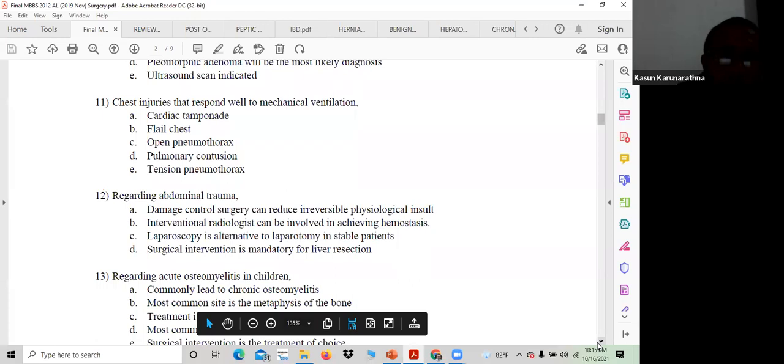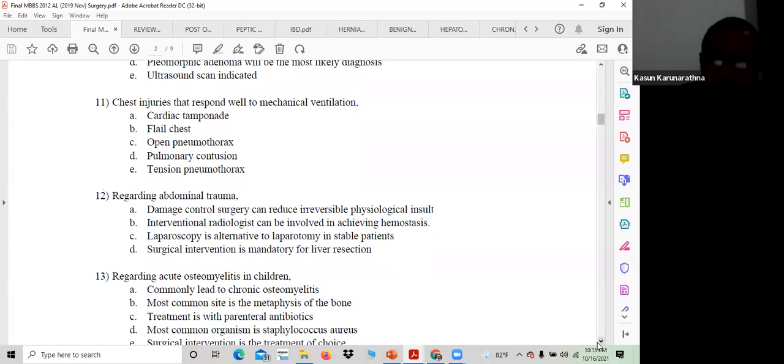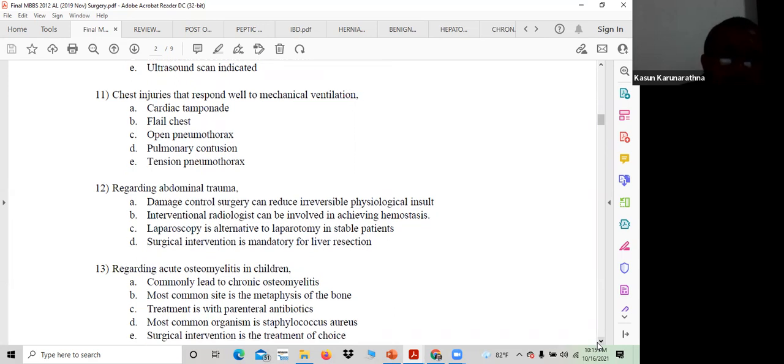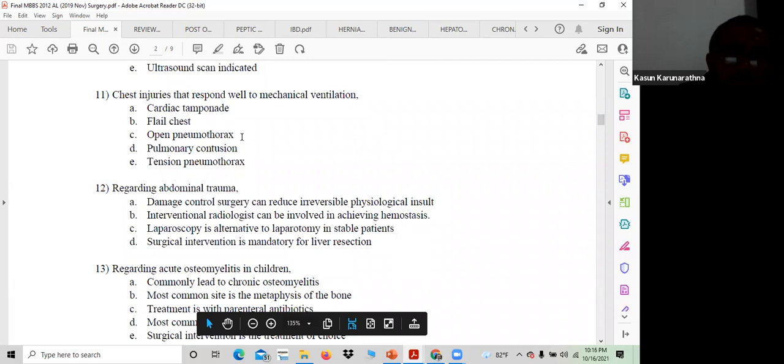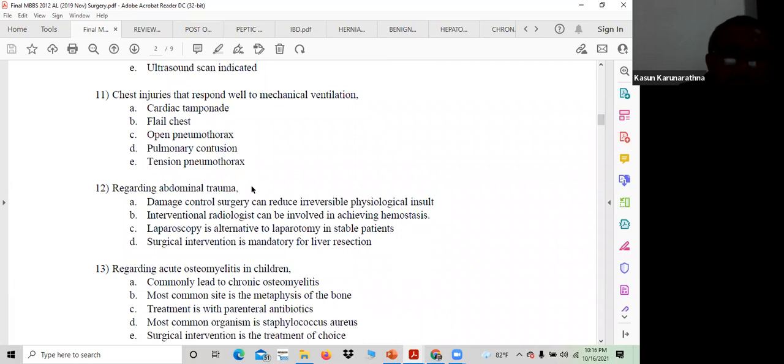And open pneumothorax, you should do the thoracostomy. An IC tube insertion is the treatment. Otherwise, ventilation won't achieve too much, right? Pulmonary contusion, again, responds well to mechanical ventilation. Tension pneumothorax, again, you should decompress by putting an IC tube, right? So, A false, B true, C false, D true, E false, right?